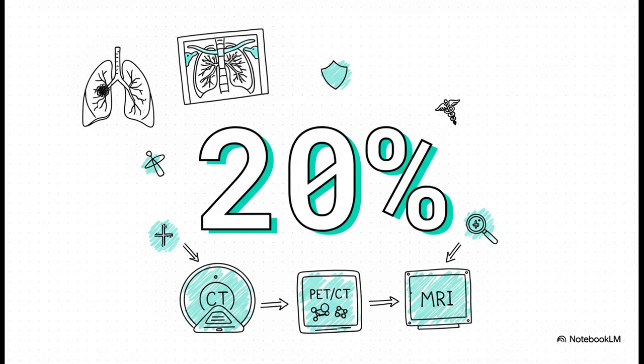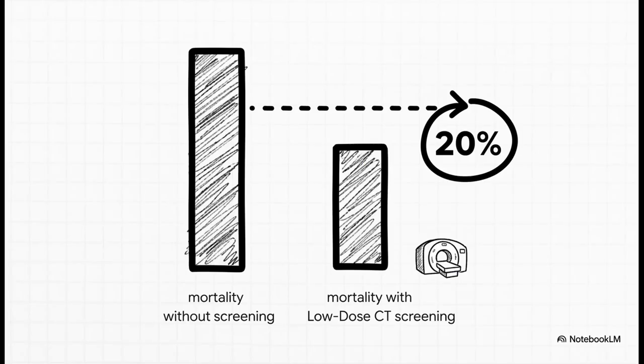20%. Just look at that number for a second. 20%. What do you think that number means in a fight against lung cancer? That is the reduction in lung cancer mortality, the drop in deaths that we see when we use low-dose CT for annual screening in high-risk groups. A 20% reduction. That is a massive deal.